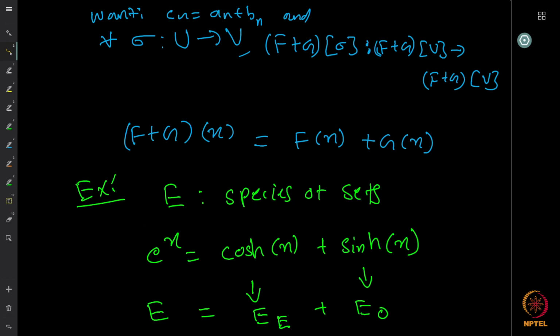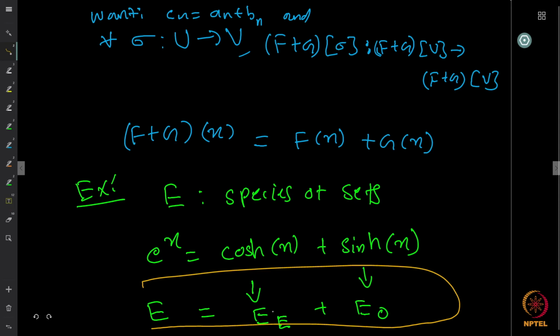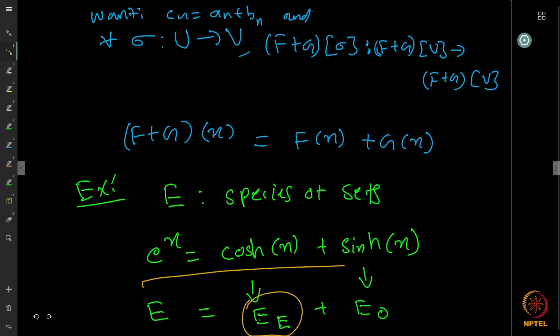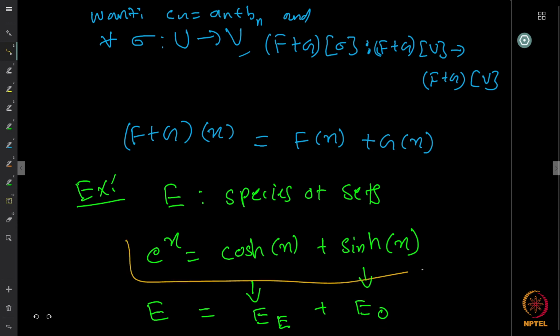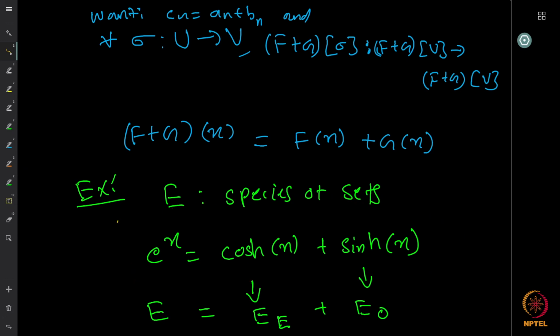But what is even more interesting is that now the species E can be written as the sum of two species, which is the set of all even sets and the set of all odd sets, right? So the species of even sets and the species of odd sets. Now, what is the generating function for the species of even sets? That is actually cosh of x, and the generating function for the species of odd sets is sinh of x. So since any set is basically either an even set or an odd set, and the generating function for even sets is this, and the generating function for odd sets is this, we should have this identity, right? e raised to x must be equal to cosh of x plus sinh of x.